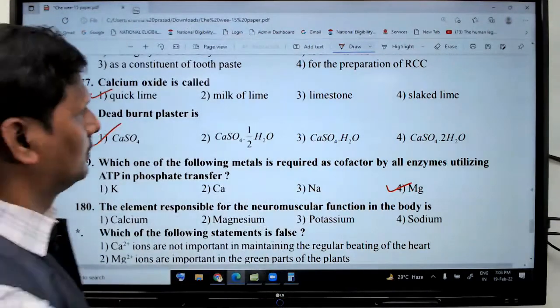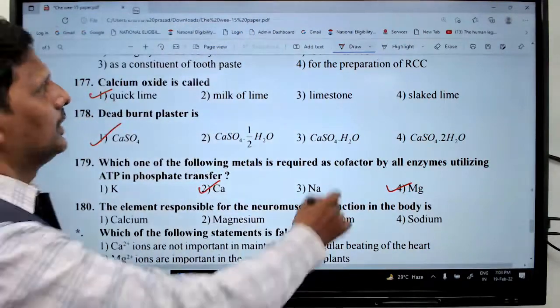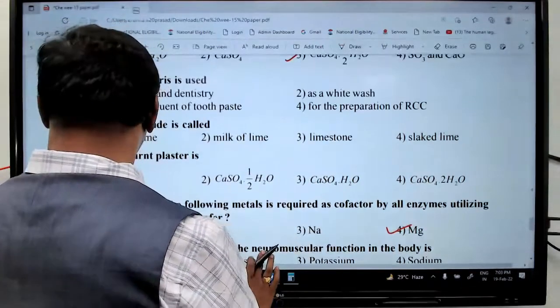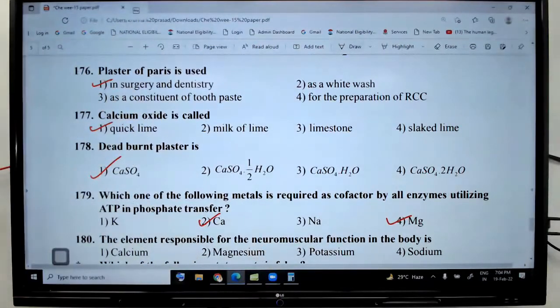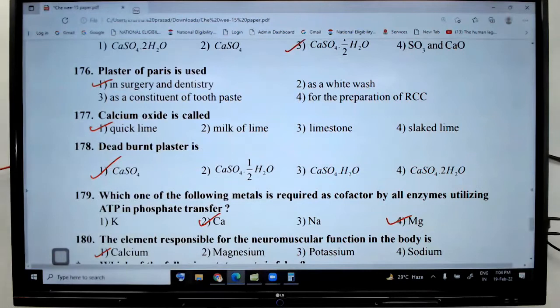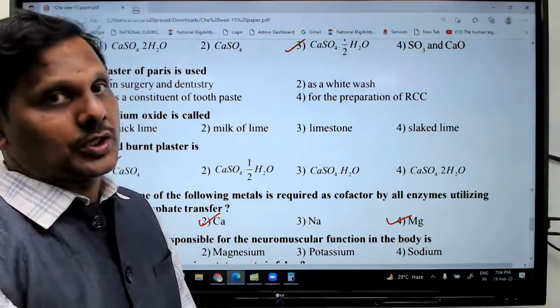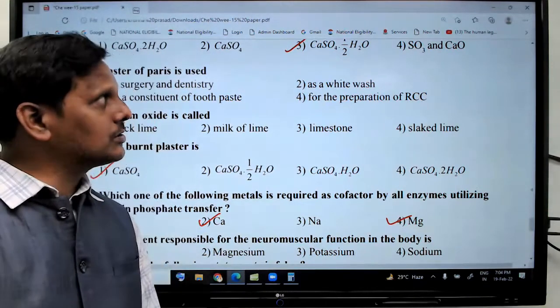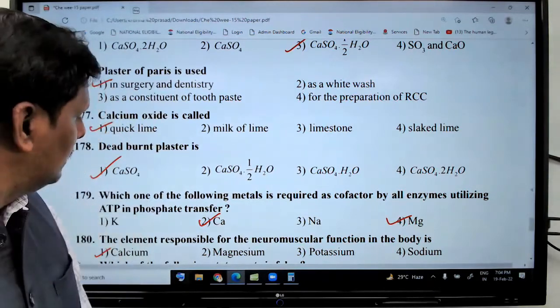Which is nothing but calcium. The paper is very simple. Very simple. This is calcium. Very simple. A little bit lengthy, but I agree. But a very simple procedure, simple calculation. Complicated calculations are not given, like in the NEET examination. Okay, thank you very much.